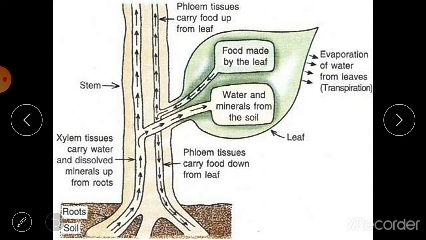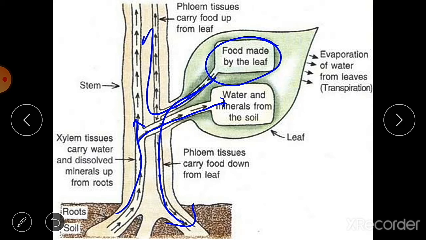Here you can see the diagram. Xylem tissues carry water and dissolved minerals up from the roots. Then it moves to the leaves. Here water and minerals from the soil are carried, and then food is made by the leaf with the help of sunlight. Then this prepared food is carried to the lower parts of the plant also and the upper parts of the plant also. So this is the two-way movement of the food molecules in phloem tissue.